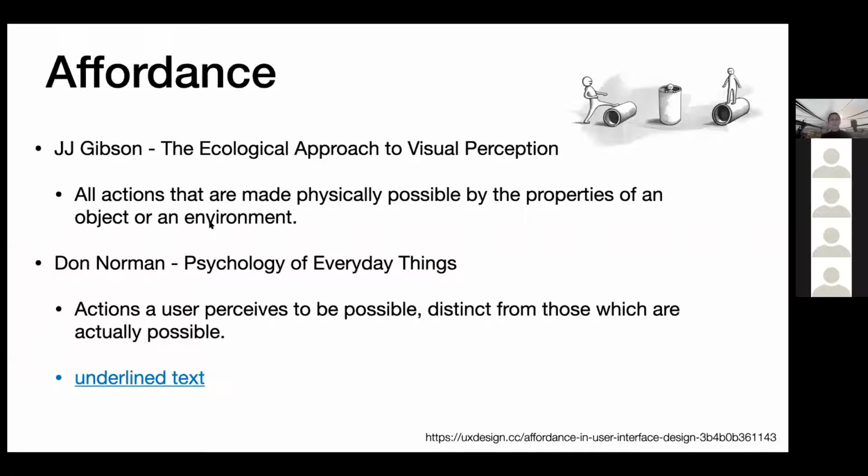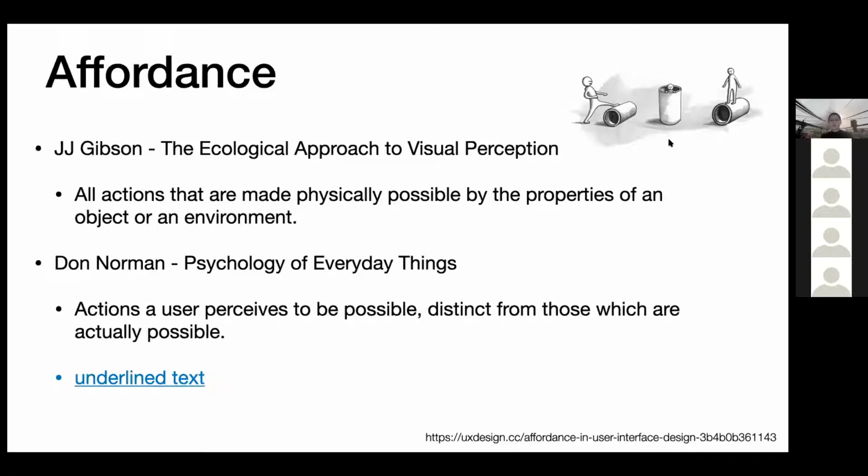The idea was that all actions that are physically possible are determined by the properties of an object or an environment. So if you look at this visual here, this is a concrete pipe. What are all the possible things that someone could do with the pipe? You could roll it, of course, kick it, stand on it, sit in it, multiple things that you can do.